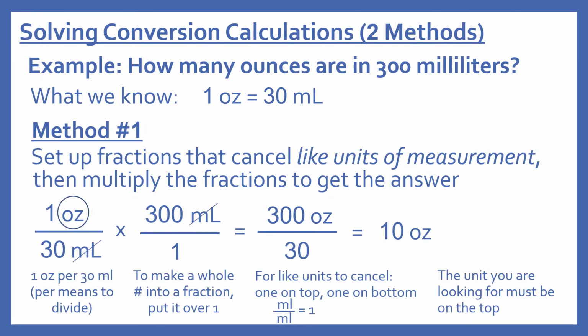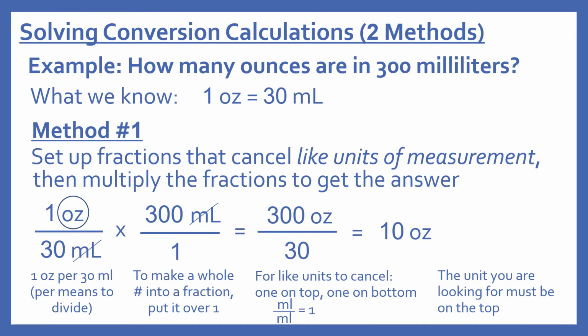Now we'll look at how we solve conversion calculations, and there are two methods we'll look at today. I thought the best way to explain this is to have an example of something we need to convert, and then look at how to solve it. The example here is: how many ounces are in 300 milliliters? Remember, we need to memorize the conversions from the tables: 1 ounce equals 30 milliliters. With method 1, we set up fractions that cancel like units of measurement, and then multiply the fractions to get the answer.